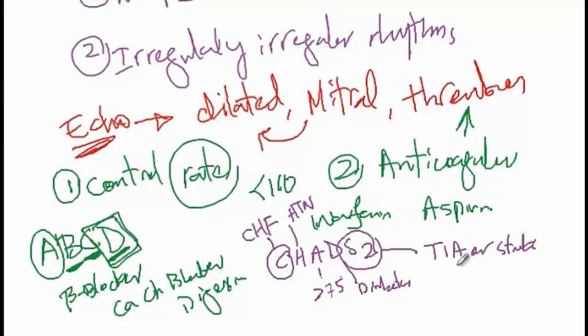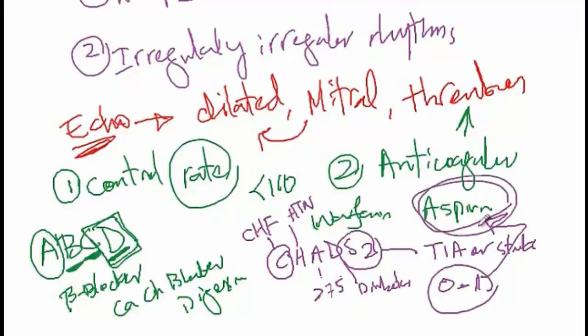So if a patient has any one of these two, then that would be considered as 2 points. So if the add up of these points is 0 to 1, then you will have to give this patient aspirin. If the count is 2 or more, then you will have to give warfarin for that.